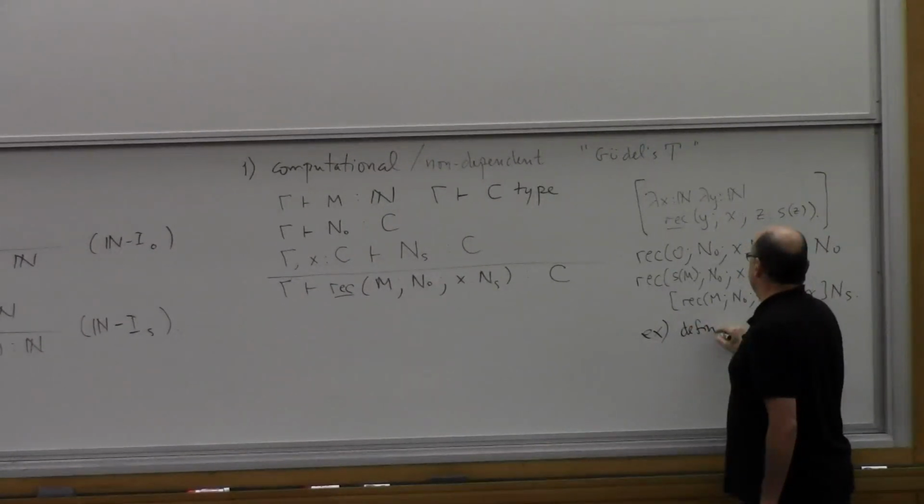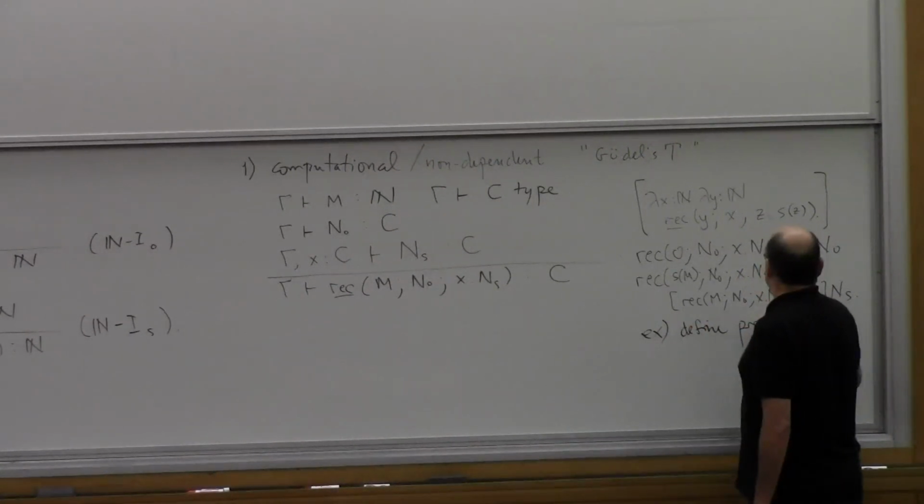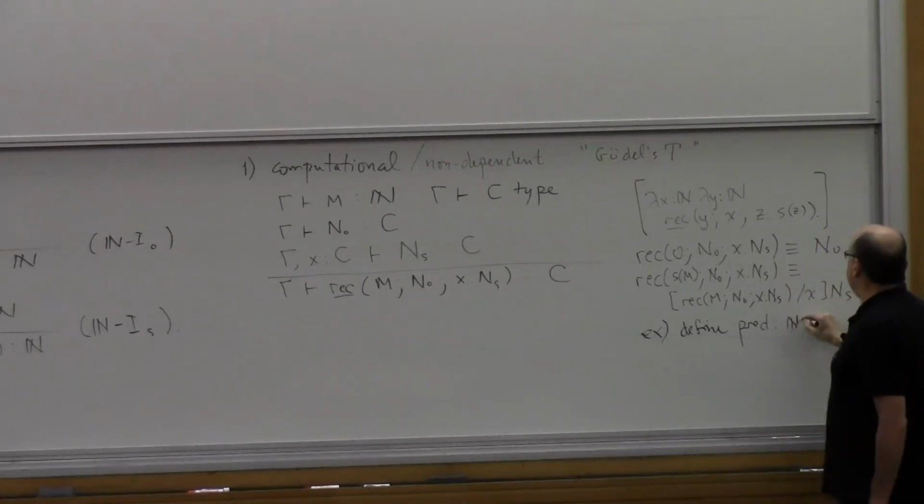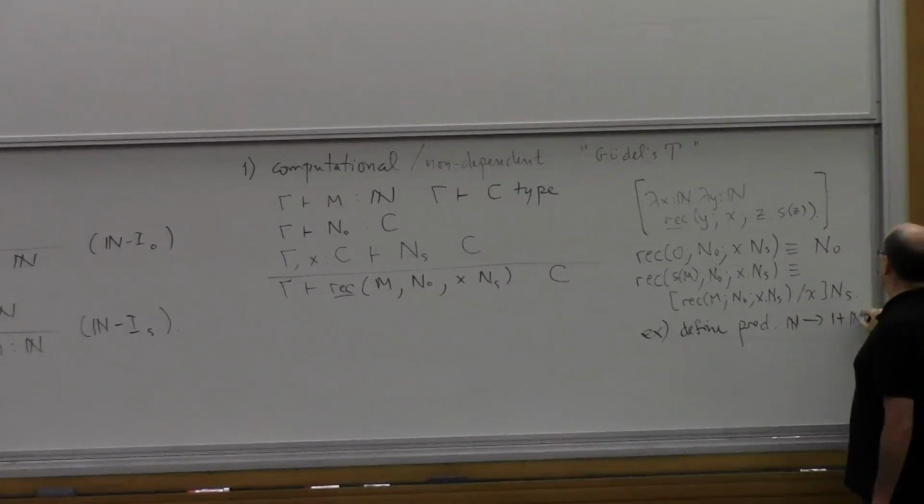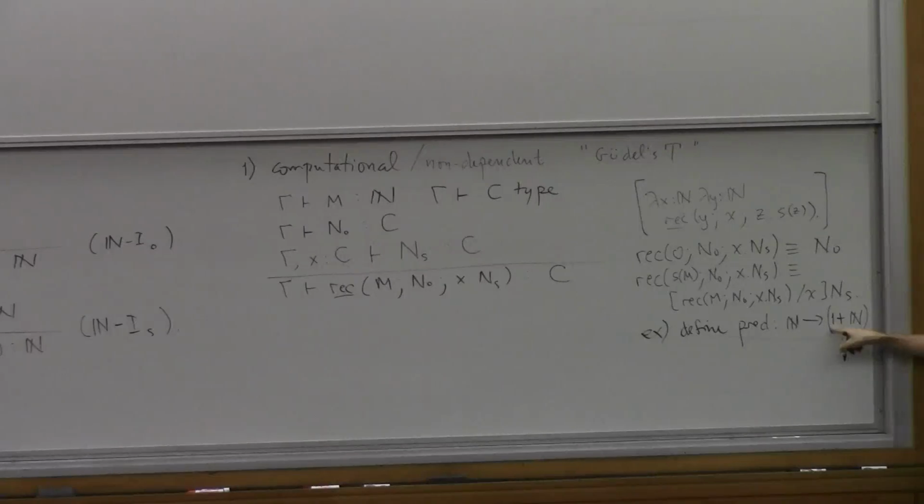define the predecessor. All right, and we'll define the predecessor to have type n arrow 1 plus n. So if n is 0, the answer is error. And if n is a successor, you want it to be the predecessor. Define that using the recursor. It's using this recursion scheme. And it's a little bit trickier than you think. And my hint is use a shift register.